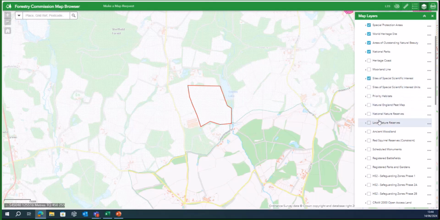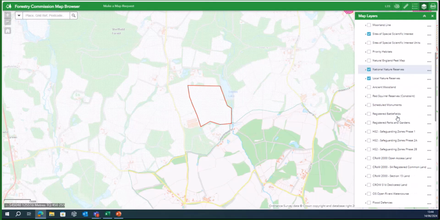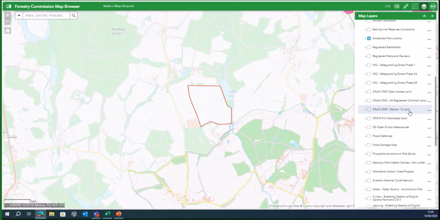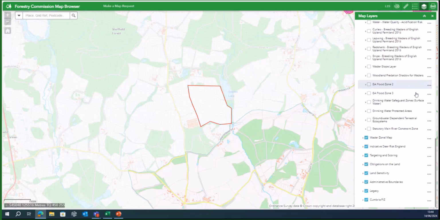national nature reserves, local nature reserves, scheduled monuments, and then once those are all highlighted, they should appear on the map.